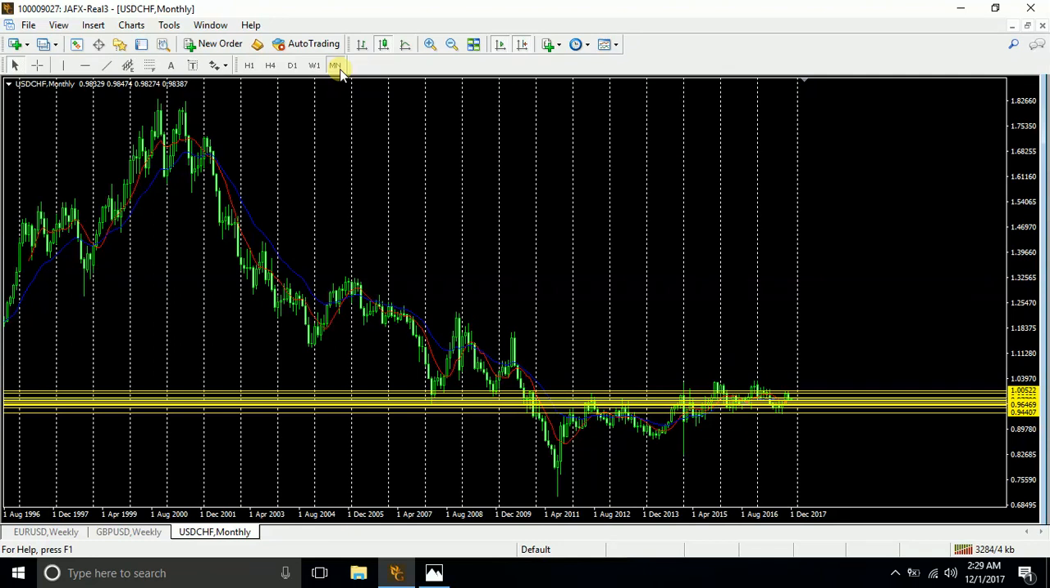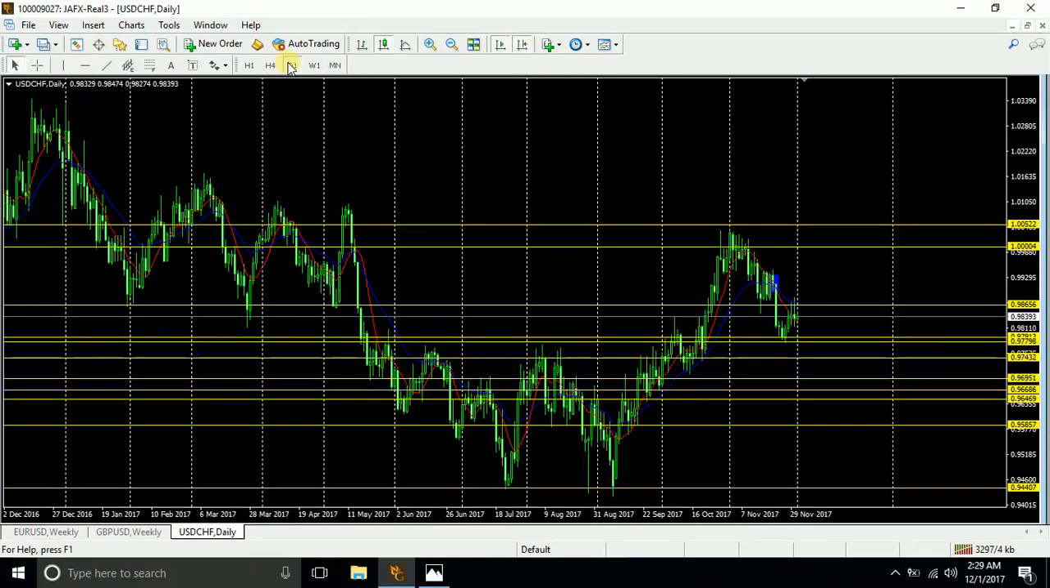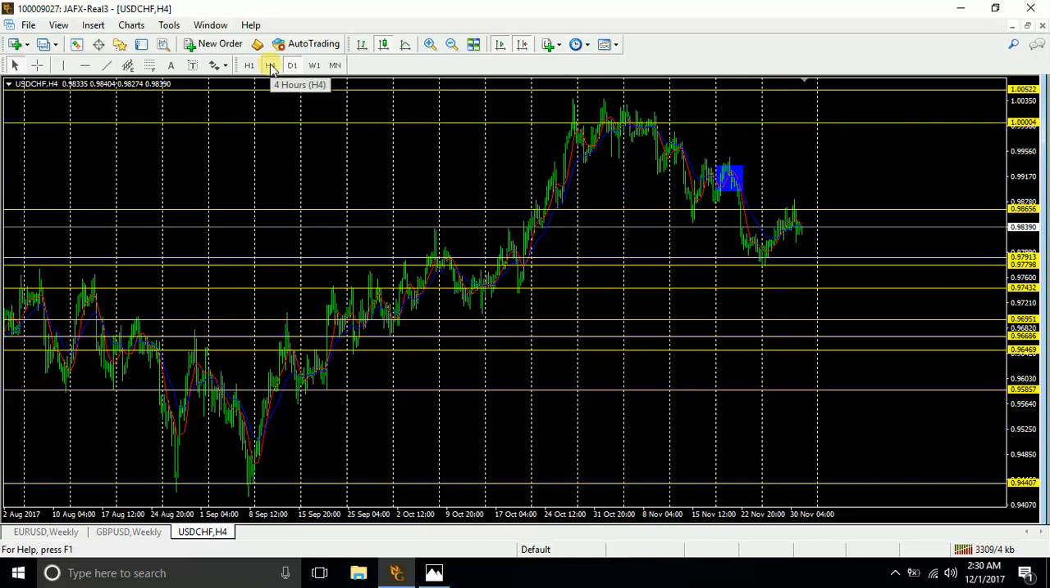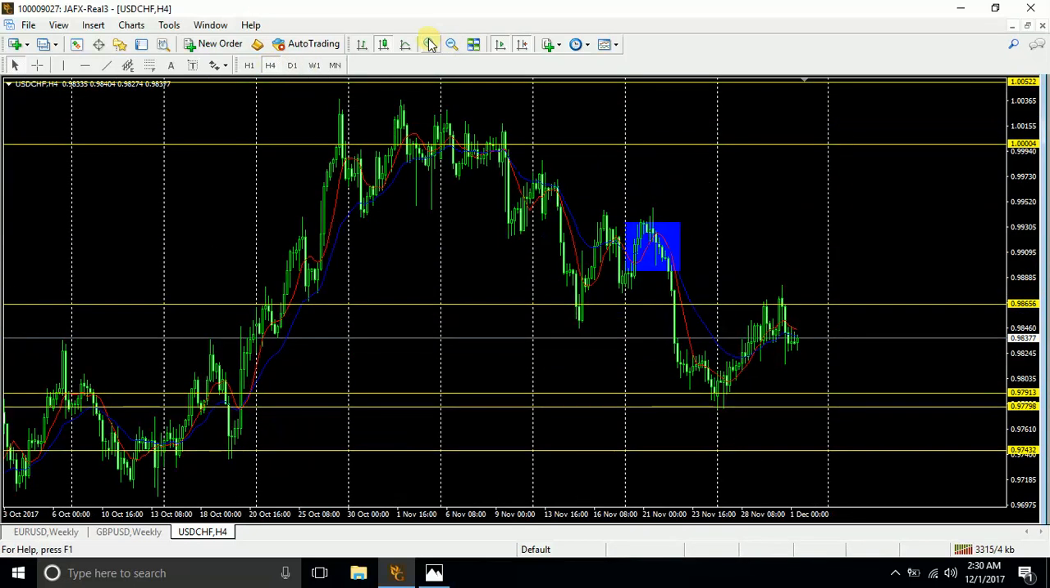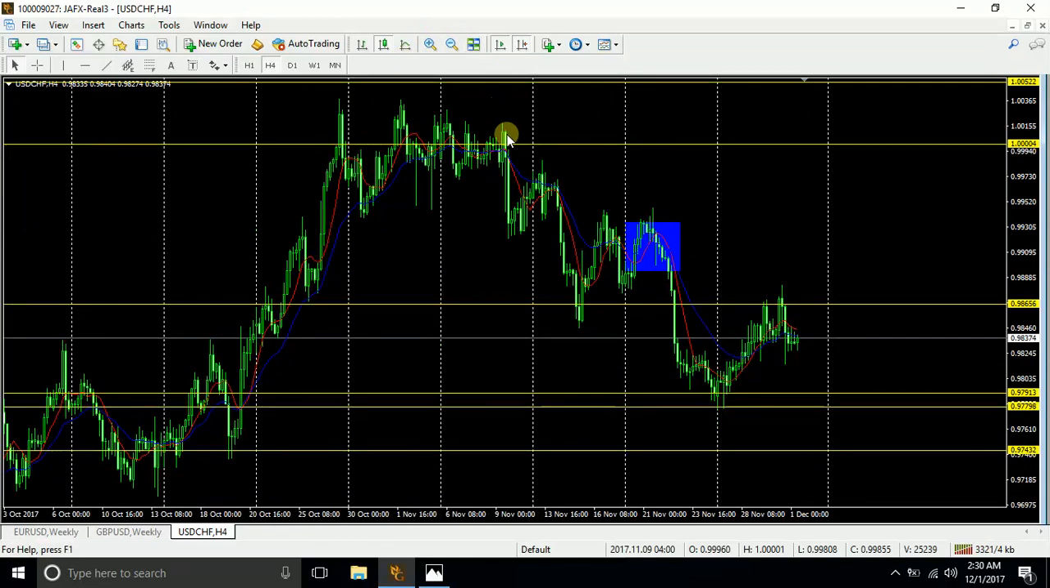First and foremost, start at your highest time frame and work your way down until you identify a trend, which is a series of higher highs or lower lows. Nothing showing clear on the monthly. Nothing showing clear on the weekly. Nothing showing clear on the daily. Very, very clear here on the 4 hour. High, low, high, low, high, low, high, low.